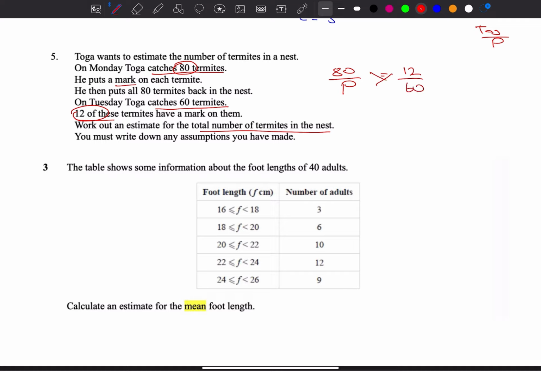Cross multiply. 80 times 60. 8 times 6 is 48. Then stick 2 zeros behind it, equals to 12p. p is what? 48 divided by 12 is 4. And then 2 zeros behind it, 400. Any assumptions you made? No mark was erased. And also remember, none of the termites died, or no new termites were born. Okay.